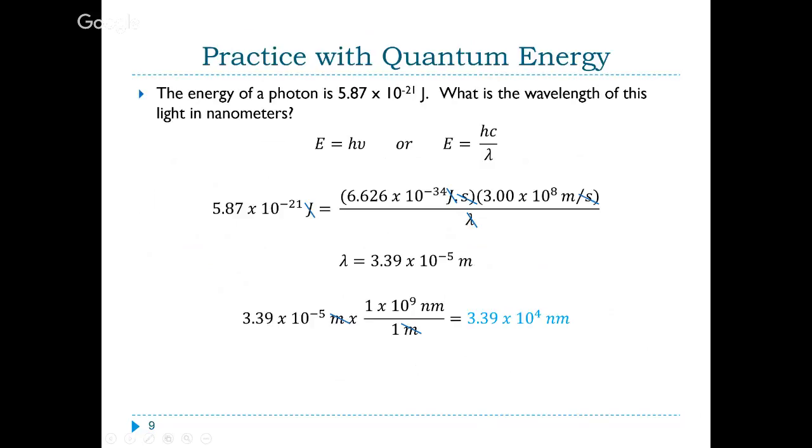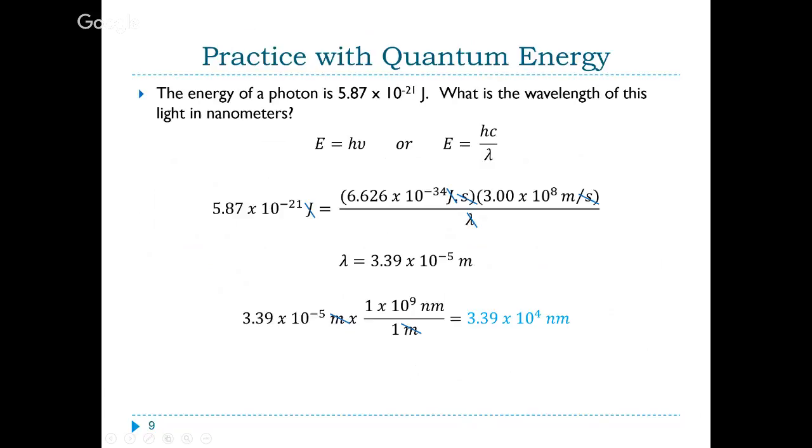So the energy of a photon is 5.87 times 10 to the negative 21 joules. What is the wavelength of this light in nanometers? So once again, we're given energy, we're asked to find wavelength, which means that we want to use this version of Planck's equation. So I identify that my energy is in the correct unit of joules. I plug that in for energy. I plug in Planck's constant and the speed of light. In order to get things to cancel out, I'm just swapping places here. So this times this divided by my energy is going to equal my wavelength.